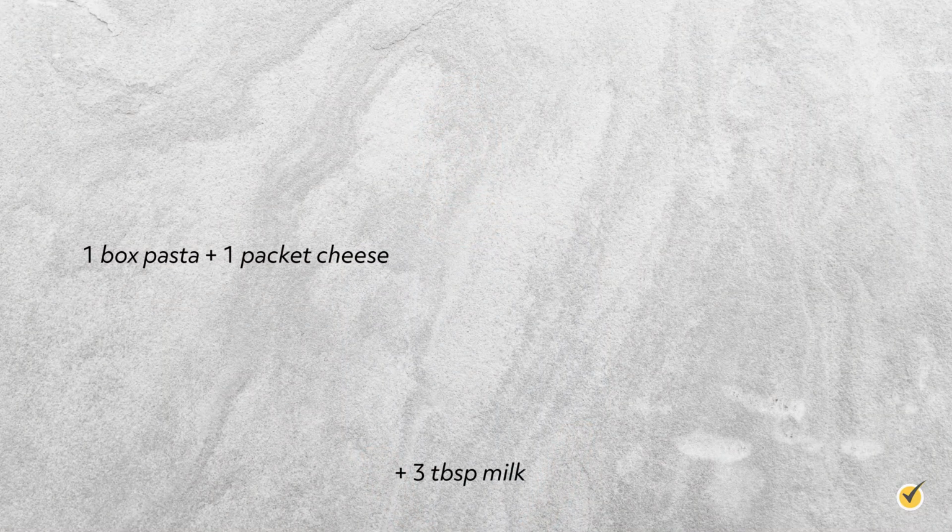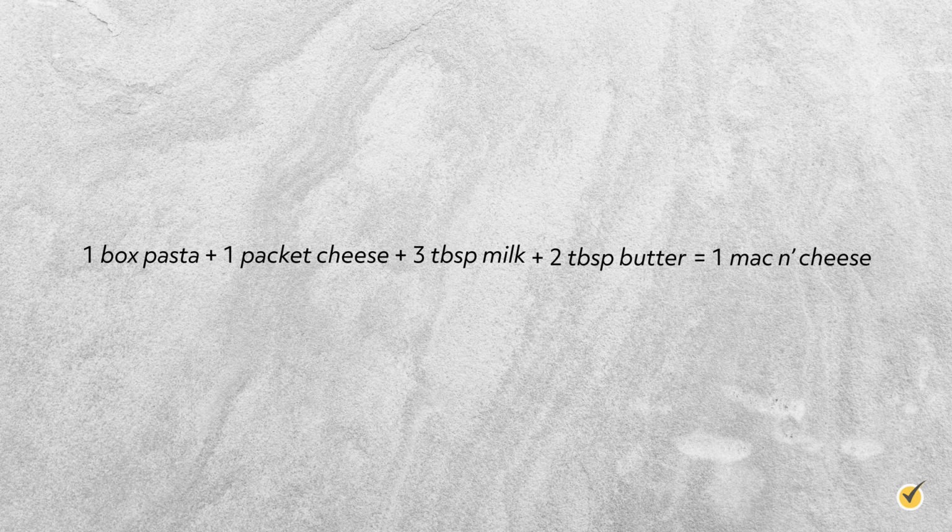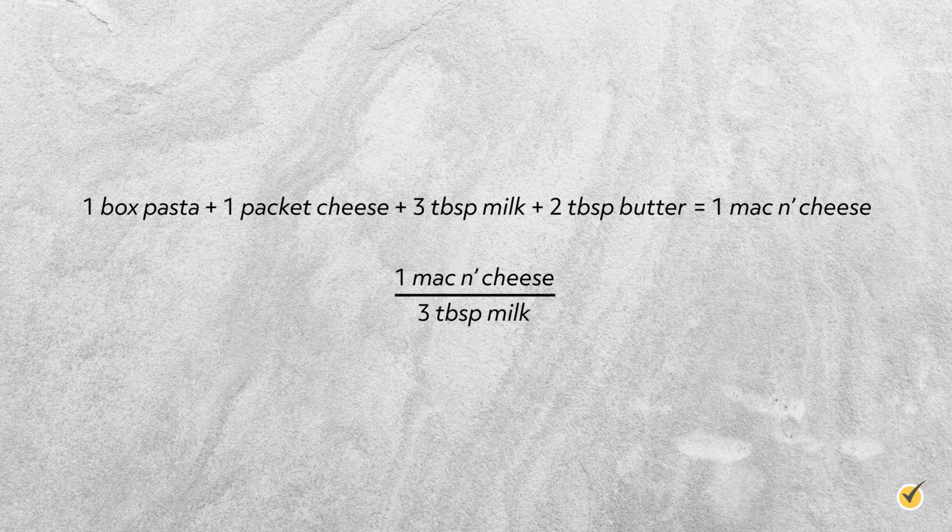Before we put these mole ratios to use, let's consider a more relatable example to solidify this concept. When you make mac and cheese, you always use the same ratio of ingredients. 1 box of pasta, 1 packet of cheese, 3 tablespoons of milk, and 2 tablespoons of butter. Our mole ratio, so to speak, for milk and mac and cheese is 1 mac and cheese over 3 tablespoons of milk. So, for every 3 tablespoons of milk, we can make 1 recipe of mac and cheese.